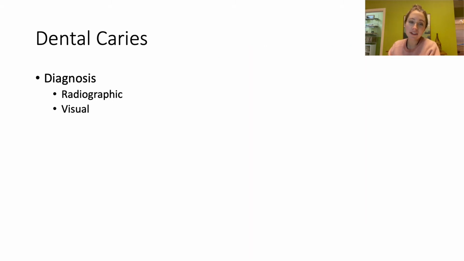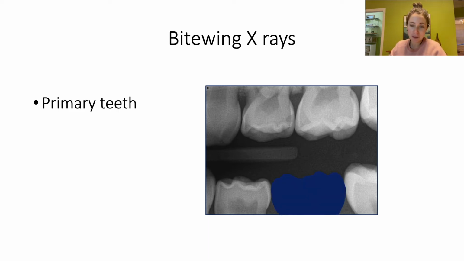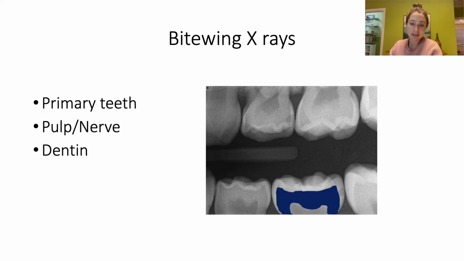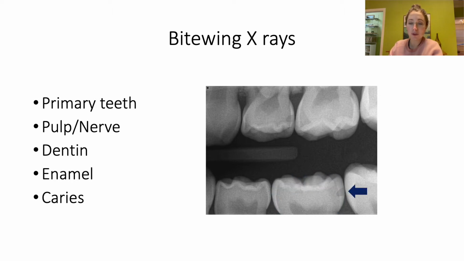For diagnosis of cavities, there are 2 ways, radiographic and visual. For radiographic, we usually use an x-ray called a bitewing x-ray. So this is an x-ray of all baby teeth. In this x-ray, we can see the baby teeth. We can see the pulp or the nerve, the innermost layer. We can see the dentin or the middle layer. And we can see the outer protective enamel or the outer layer. In this x-ray, we can see some cavities. They show up as darker shadows in the outer layer of the enamel of the teeth, as you can see right there.